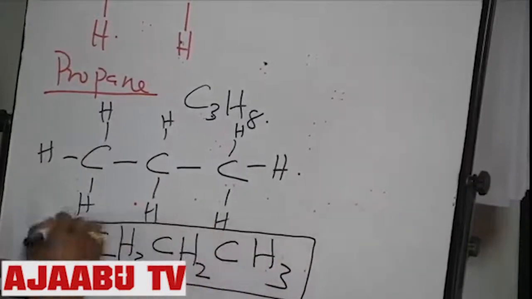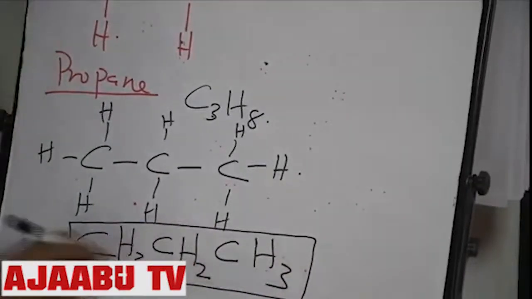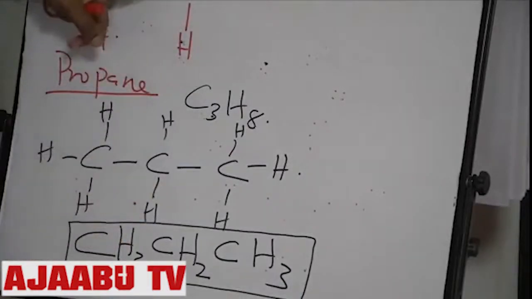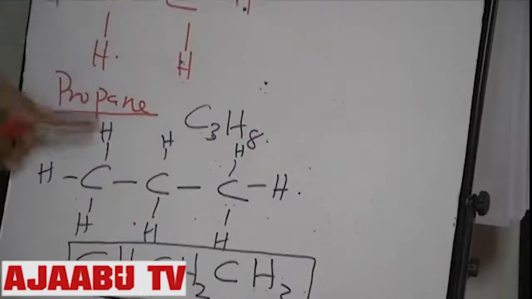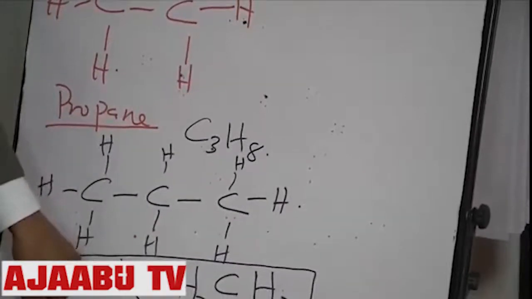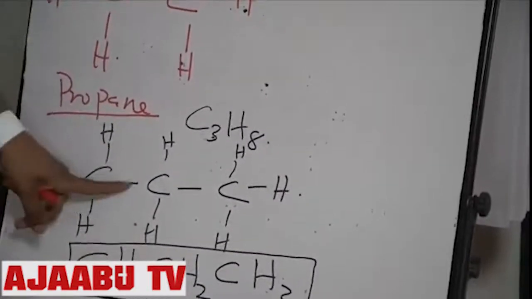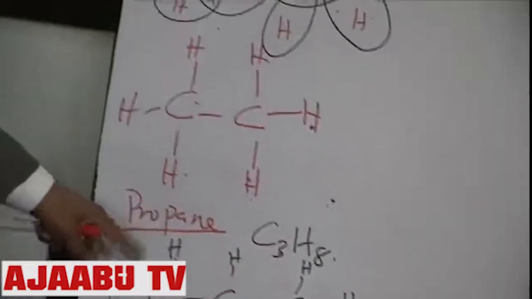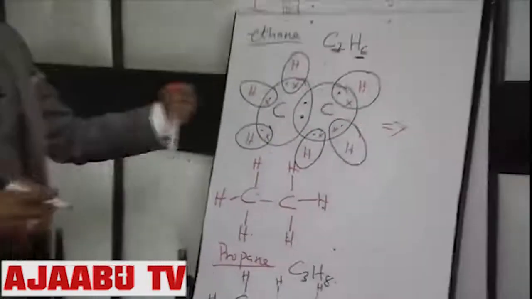This is the closed structural formula for ethane. But this is for propane, sorry. This is the closed structural formula for propane. But this is the open structural formula for propane. You can go on and on up to the 10th one.